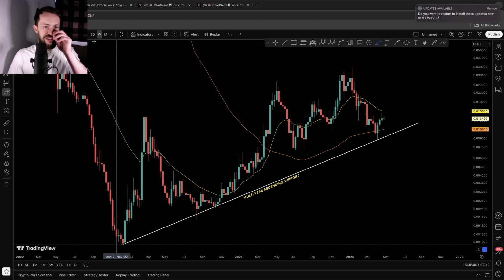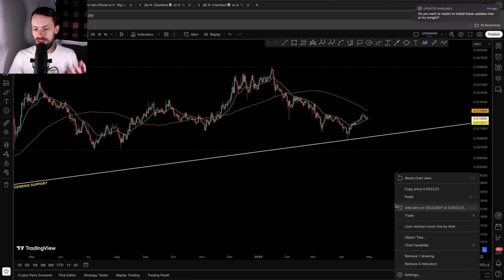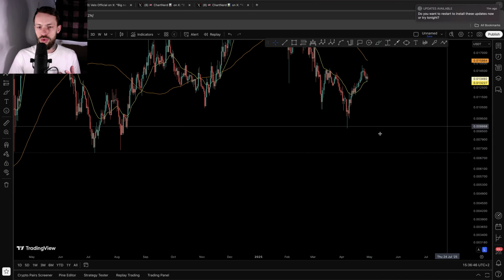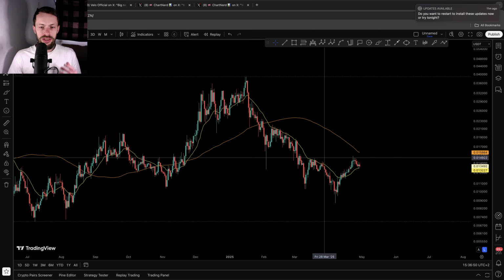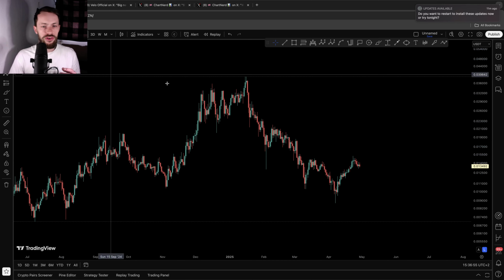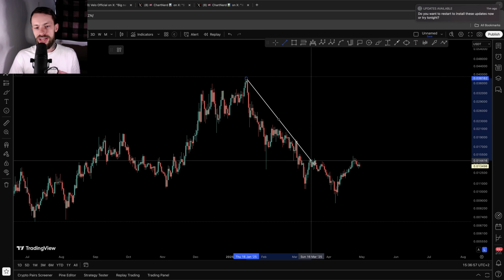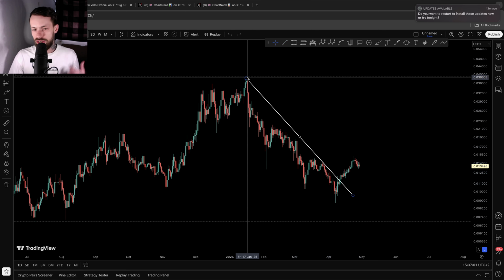Now, I think I've said in previous videos, if we come over to the daily time frame here, I believe that VELO is looking to build some sort of inverse head and shoulders or base to complete this correction. Okay, so we're going to get these EMAs and SMAs off for now, and what we're looking at here is, one, we've had the breakout of this descending level of resistance, which VELO has been under since it started this correction in January.